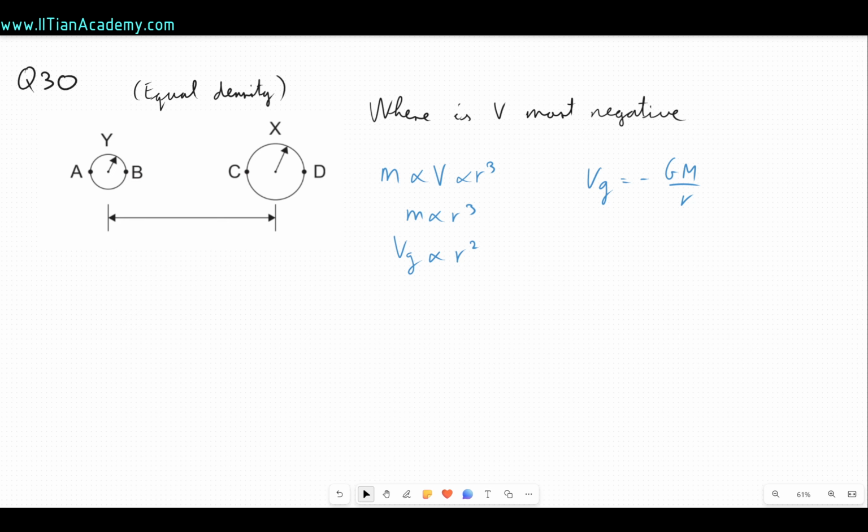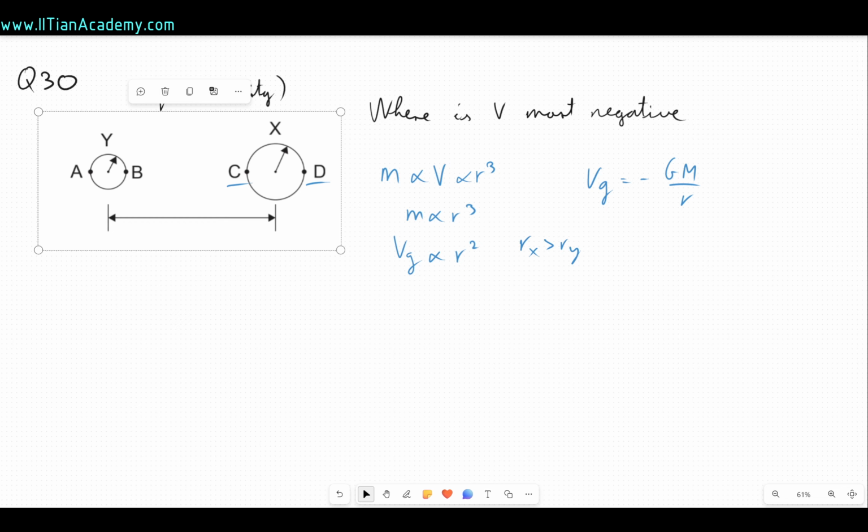We also know that the radius of X is larger than the radius of Y. So what we will see is that it's going to be more negative on the surface of X. We already know that it's either going to be C or D because the radius of X is larger. So Vg will be larger, so it will be more negative. Remember the minus sign.